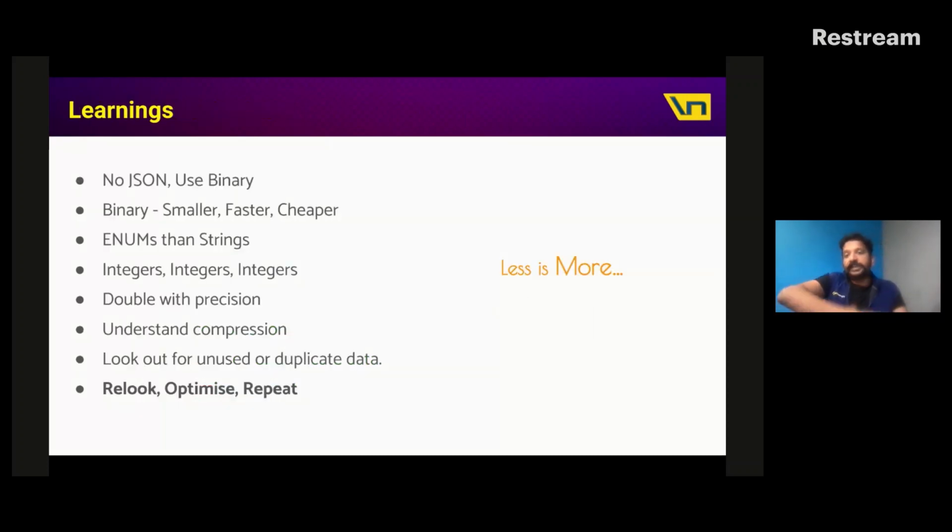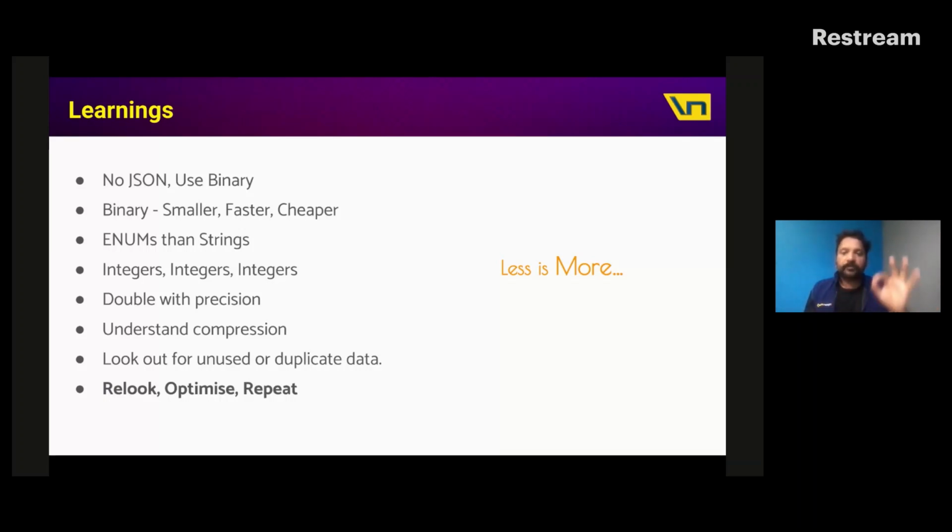Okay, so let's just recap. We saw a lot of things. Let's just do a quick recap. No JSONs, use binary. Whenever you're storing data or passing data, think about using a binary format. Binary is always smaller, faster, and cheaper. Use enums rather than strings wherever possible, and use integers wherever possible. Look for your data which you can represent as integers.